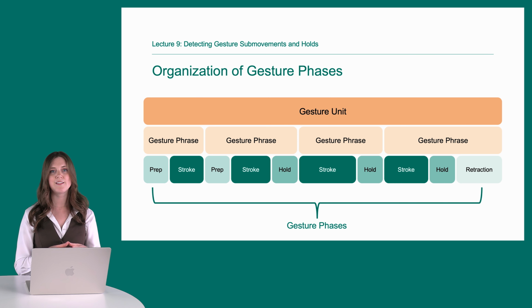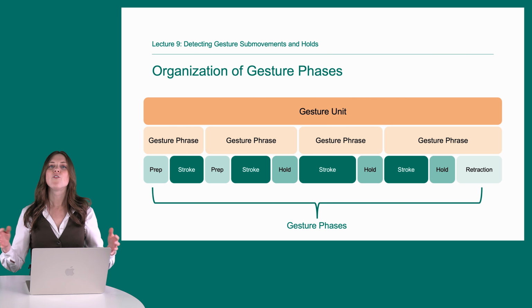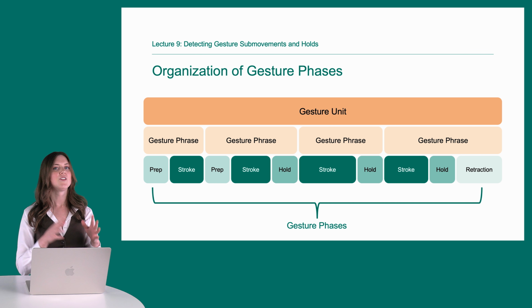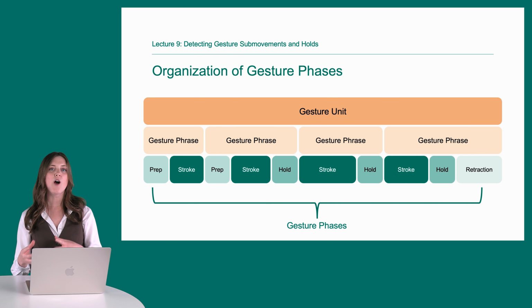Multiple gesture phrases can be organized into a gesture unit. A gesture unit is the entire movement signal from the moment a speaker lifts their hands from a resting position until they return to a resting position. So we have gesture phases inside gesture phrases inside gesture units. When we look at gesture submovements and holds, we are examining how a movement signal is temporally segmented, and this reflects on the structural organization of these different phases.